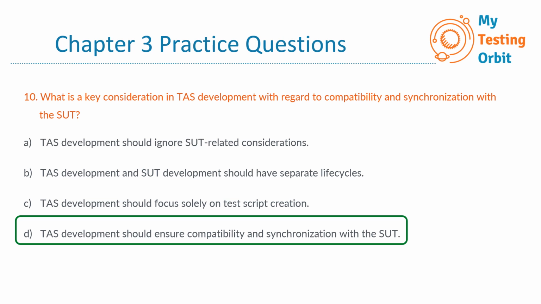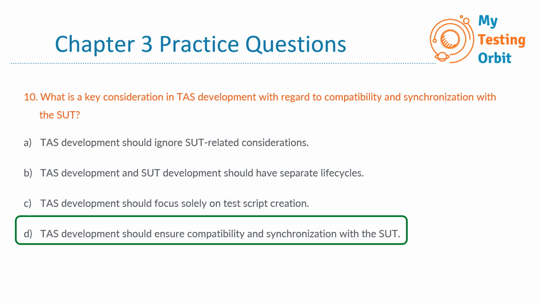So TAS development should ensure compatibility and synchronization with the SUT. The TAS needs to be aligned with the SUT's characteristics, interfaces, and changes to effectively automate testing. Let's have a look at the other options and why they are incorrect. Option A, TAS development should ignore SUT related considerations. This option is incorrect because ignoring SUT related considerations would hinder the effectiveness of test automation.